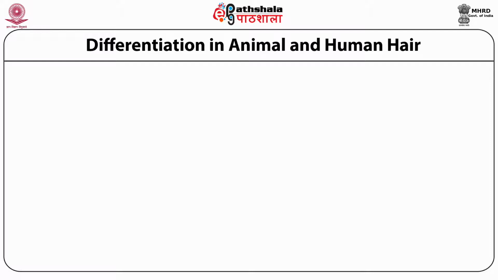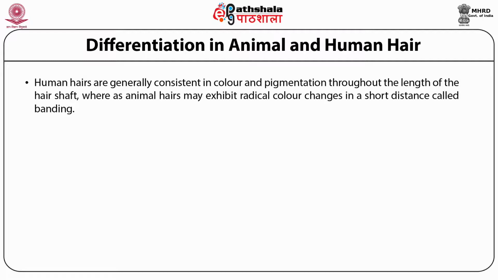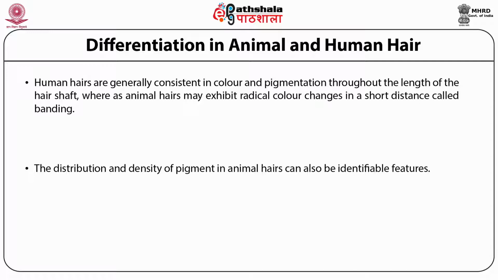Differentiation in animal and human hair. The human hairs are generally consistent in color and pigmentation throughout the length of the hair shaft, whereas animal hairs may exhibit radical color changes in a short distance called bending. The distribution and density of pigment in animal hairs can also be identifiable features.